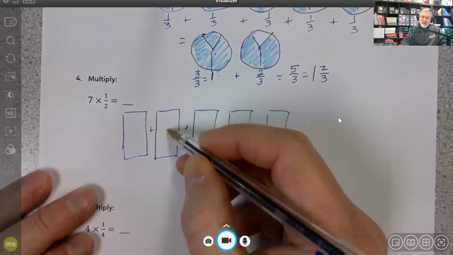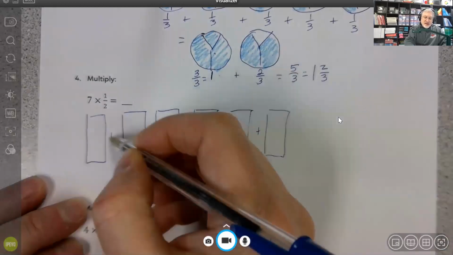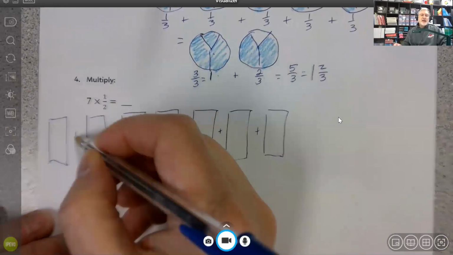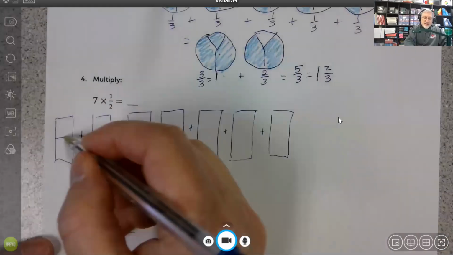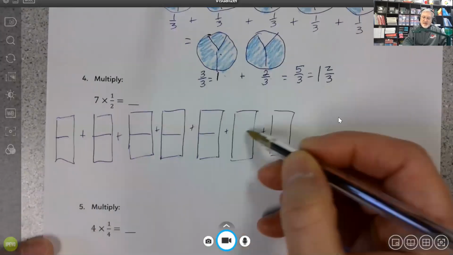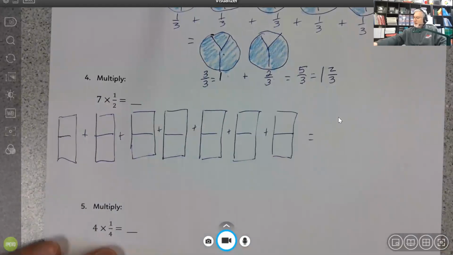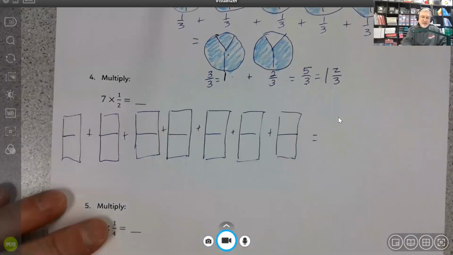One, 2, 3, 4, 5, 6, and 7. I'm going to cut them in half because 2 is in my denominator, so I want to create halves.